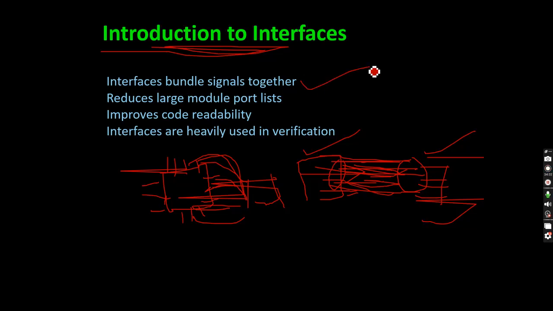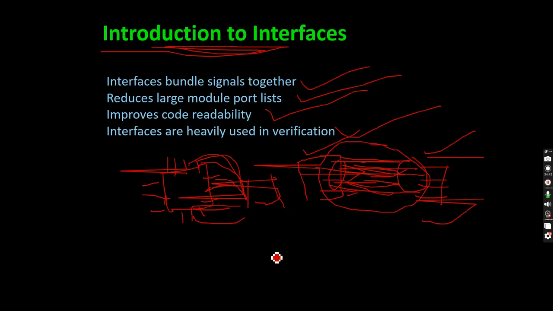So an interface is actually a bundle of signals; it reduces large module ports and improves code readability. Interfaces are heavily used in verification environments. Let's see how. Through an interface we can implement an RTL design, and we can implement a test bench also. So there is basically a connection between RTL and test bench. Let's take simply, this is RTL and this is the TB we are implementing, just a connection between RTL and test bench.